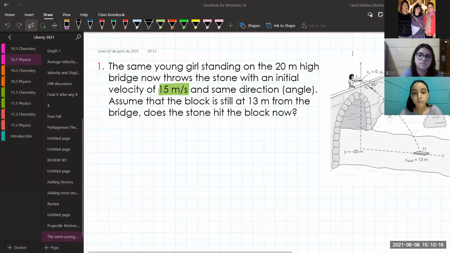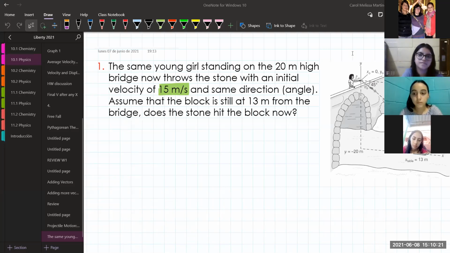I forgot to record. Okay, so we're talking about the same situation, same girl, same grade, same wood block. The wood block is still at the same distance, but the only thing that changes is the velocity.